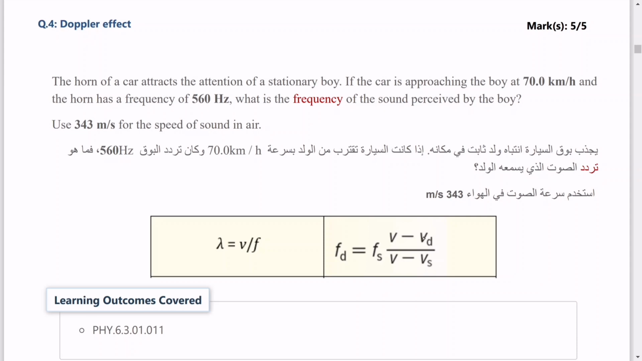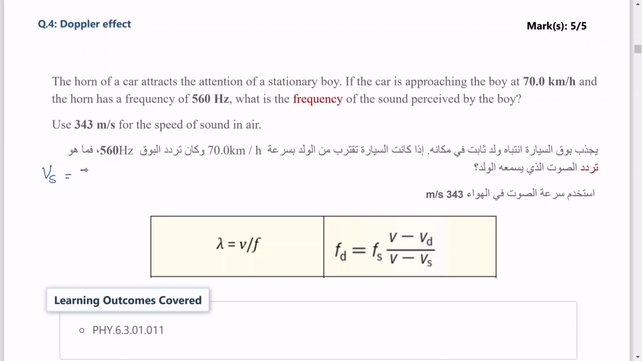Here the detector is the buoy, so v_D is the speed of the buoy, v is again the speed of sound, and v_s is the speed of the source. So what is given in the question? The car is approaching the buoy at 70 km/h. So here the speed of the source is given, because the horn is produced by the car. The car is the source of sound waves.